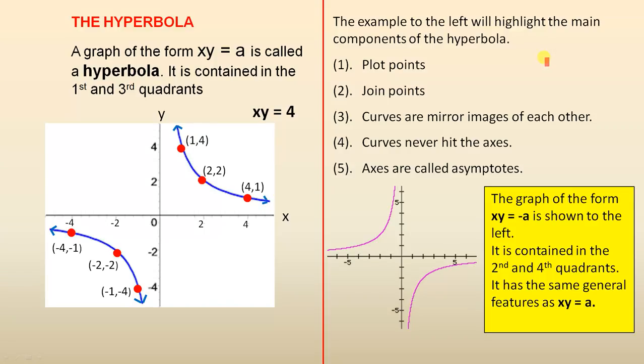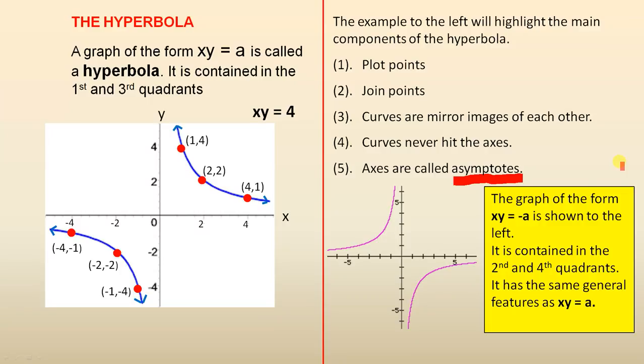The example to the left will highlight the main components of the hyperbola. So we plot the points, we join the points. The curves are mirror images of each other. You can see that from here. The curves never hit the axes, so no matter how far you go in that direction or that direction, the curves will never hit the axes. And because of that, the axes are called asymptotes. It's a very special name. Whenever you see that, it means that the curves do not hit that line.